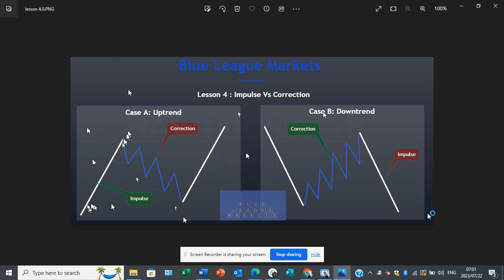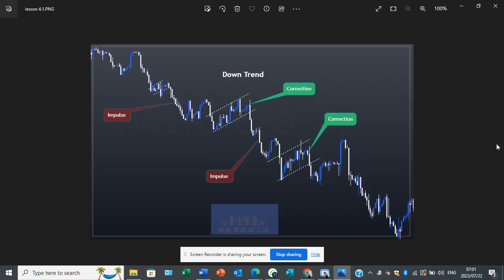Now continuing this lesson, let's give examples on a live chart and see how you can see an impulsive move and a correction. A downtrend will look something like this. Now remember guys, these are candles. We cannot have a perfect impulse and a perfect correction. But on a live chart, it will look something like this.